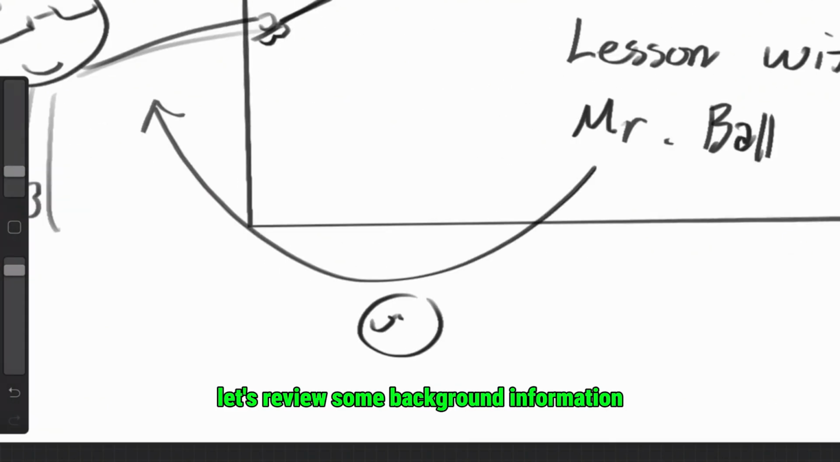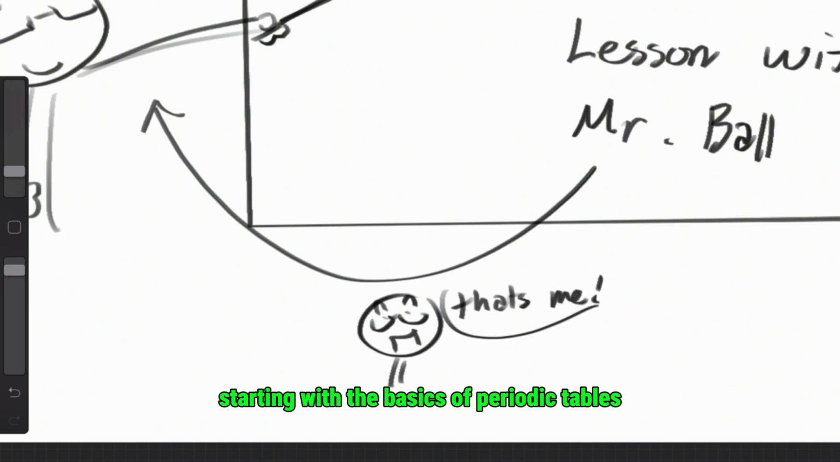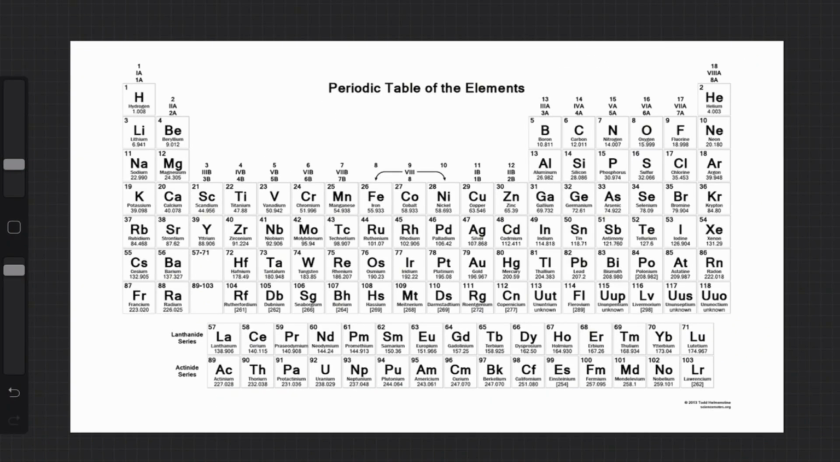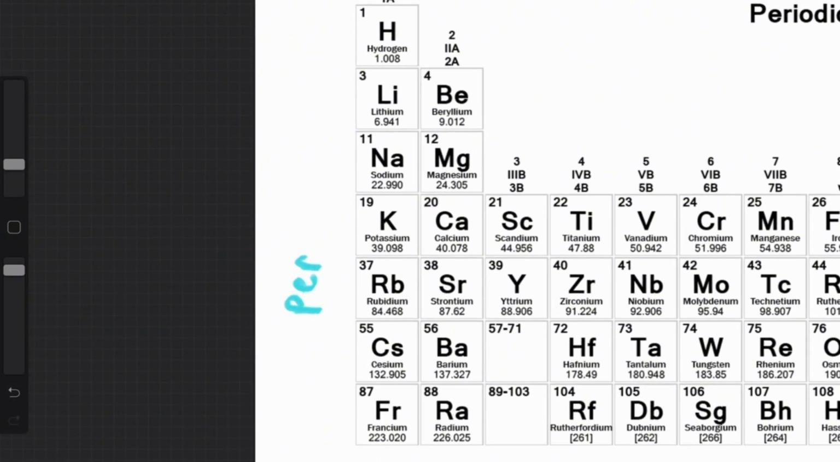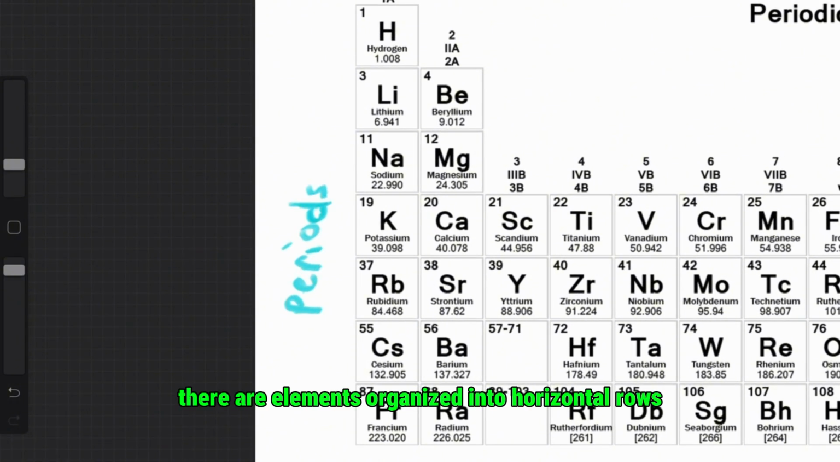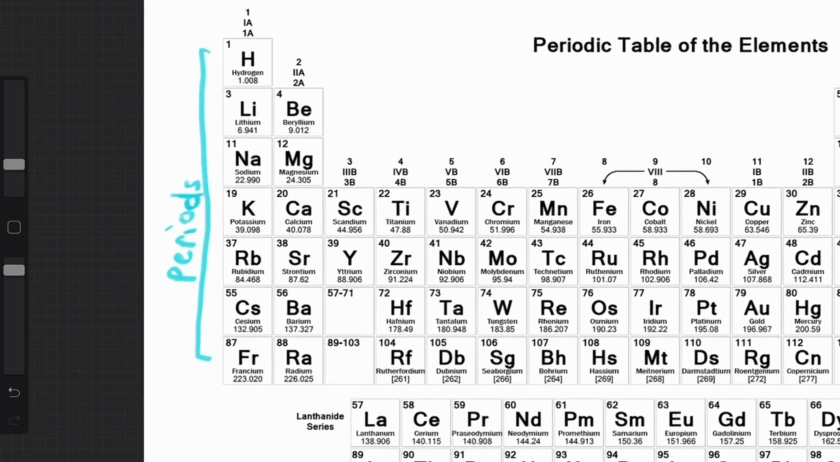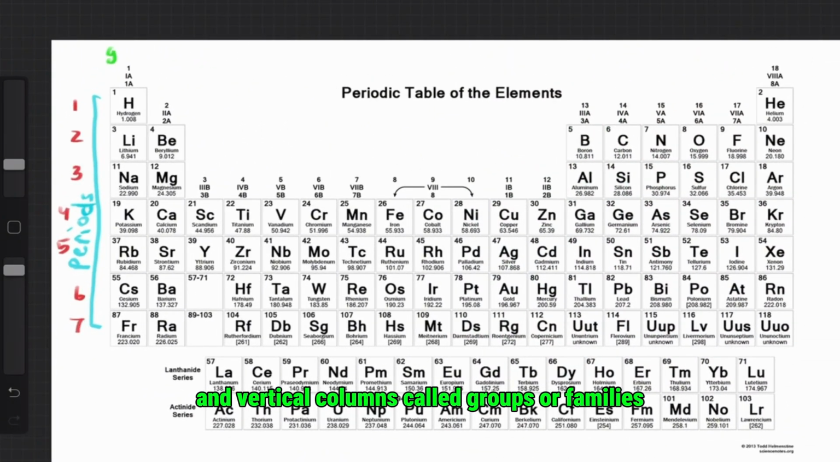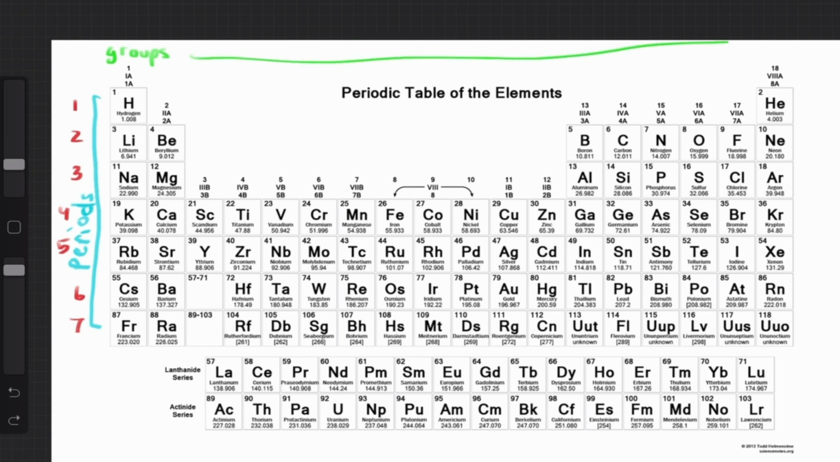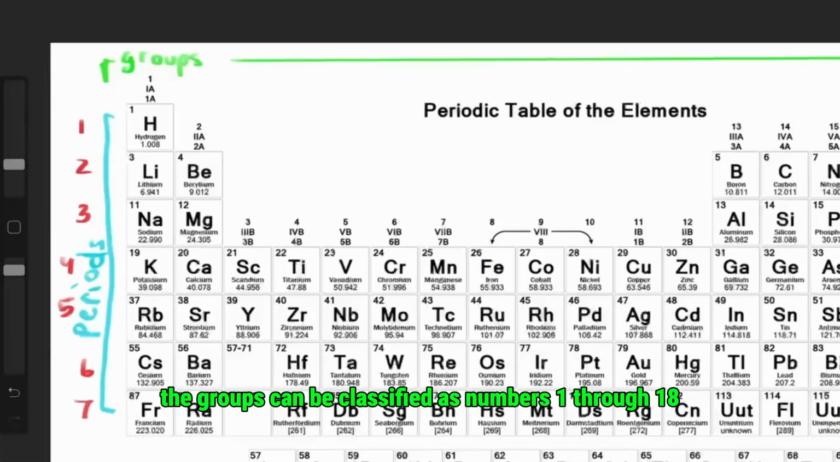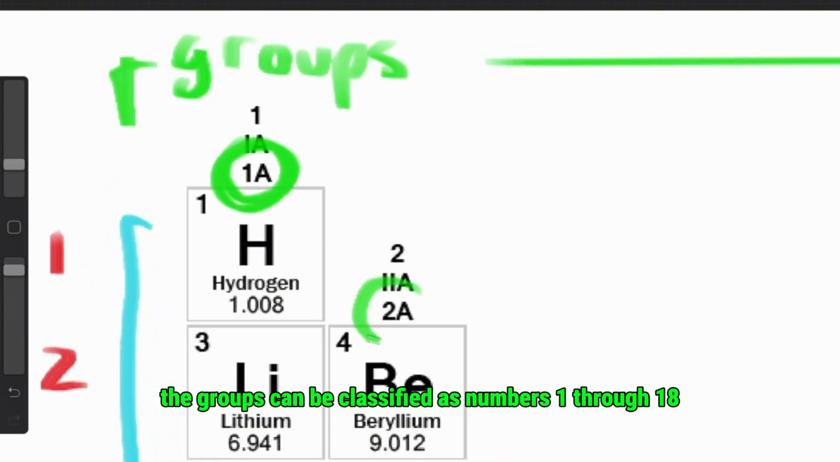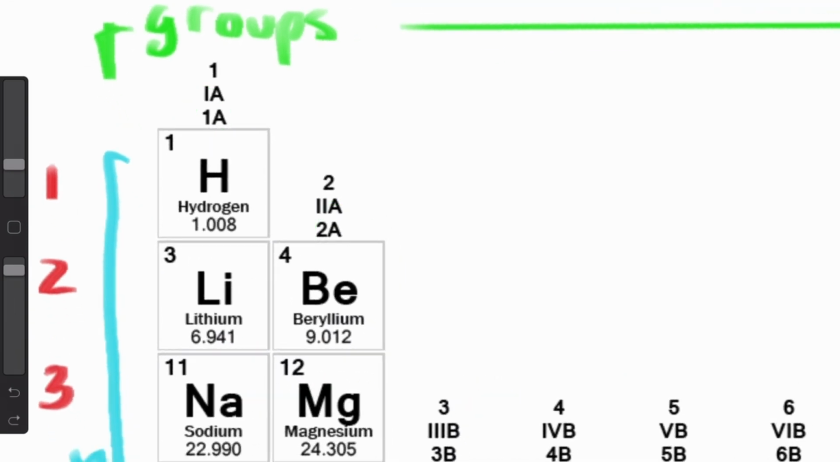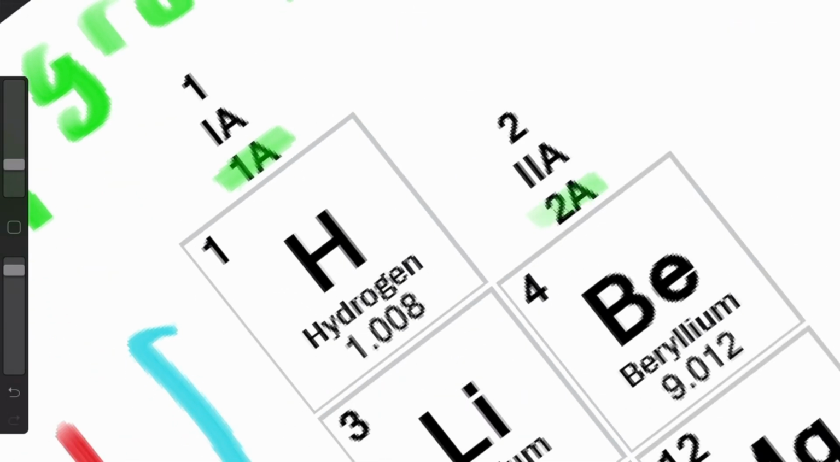Before we begin, let's review some background information, starting with the basics of periodic tables. Within a periodic table, there are elements organized into horizontal rows called periods. There are 7 periods, and vertical columns called groups or families. The groups can be classified as numbers 1 through 18 or classified in the group A or B style. There are 18 groups in total.